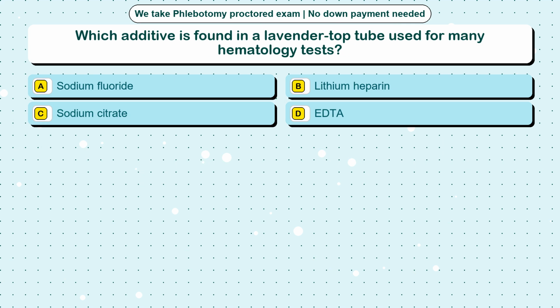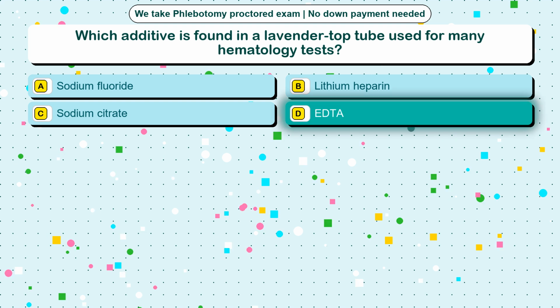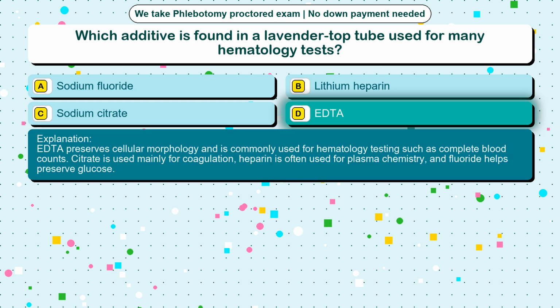Question 59. Which additive is found in a lavender top tube used for many hematology tests? Option A. Sodium fluoride. Option B. Lithium heparin. Option C. Sodium citrate. Option D. EDTA. The correct answer is option D. EDTA. EDTA preserves cellular morphology and is commonly used for hematology testing such as complete blood counts. Citrate is used mainly for coagulation, heparin is often used for plasma chemistry, and fluoride helps preserve glucose.